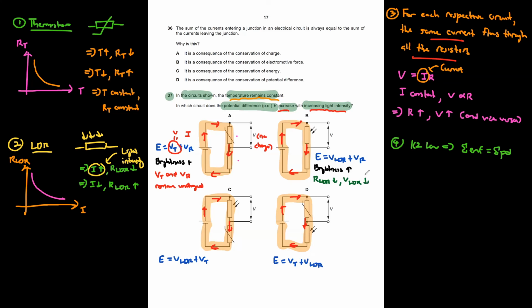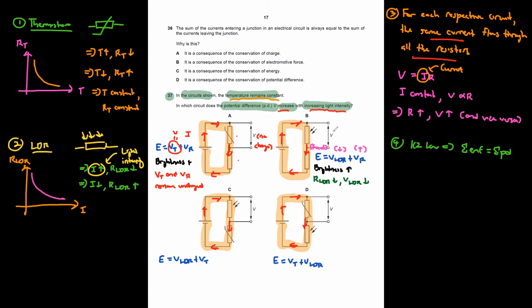So in your case now, your EMF value, maybe I should use a different color, just give me a moment. In your case here, if you apply Kirchhoff's second law, your EMF value is actually fixed. It doesn't change, but the voltage of your LDR has dropped. So in return, the voltage across your fixed resistor must increase in order for your EMF to remain the same.